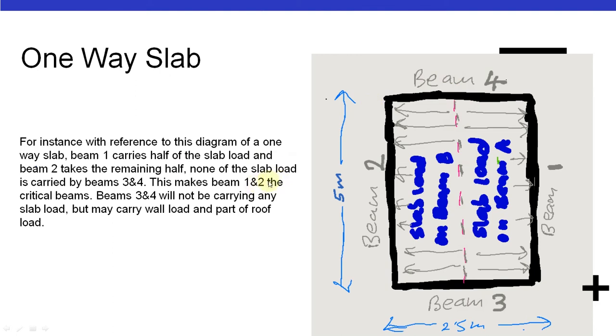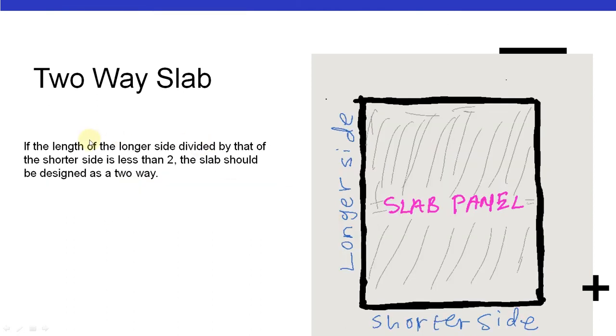This makes beam 1 and beam 2 the critical beams. Note that beam 1 and beam 2 are carrying the whole load of the slab panel. Beams 3 and beam 4 will not be carrying any slab load, but may carry wall load and part of roof load.